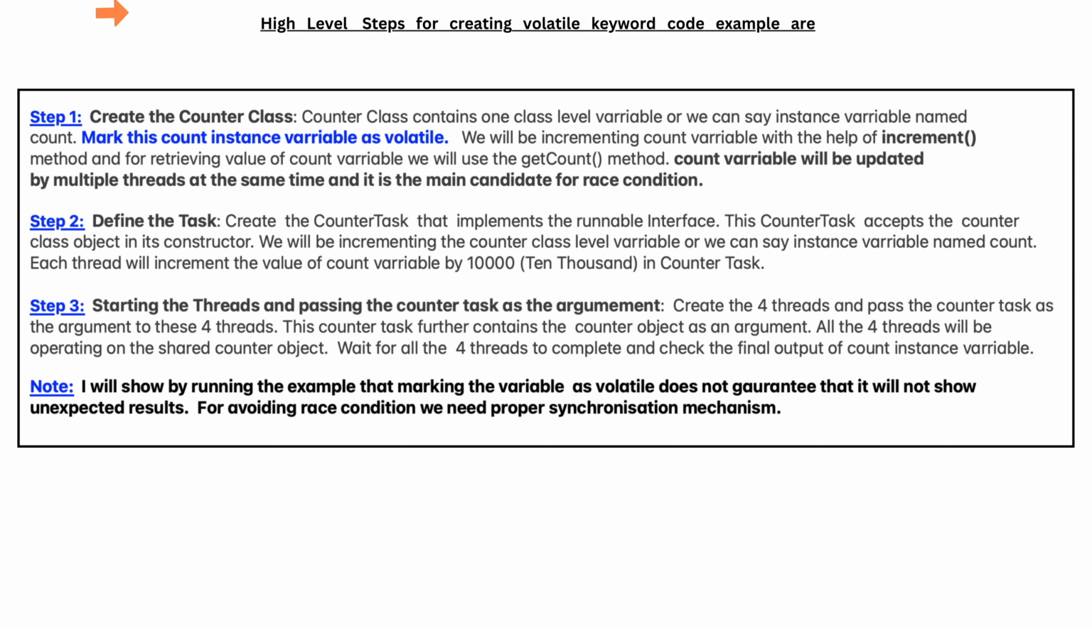High level steps for creating volatile keyword code example are: Step 1. Create the counter class. Counter class contains one class level variable, or we can say instance variable named count. Mark this count instance variable as volatile. We will be incrementing count variable with the help of increment method. And for retrieving value of count variable, we will use getCount method. Count variable will be updated by multiple threads at the same time, and it is the main candidate for race condition.